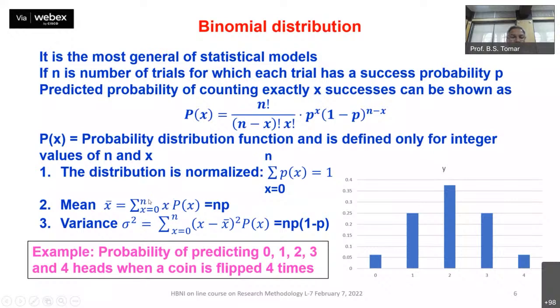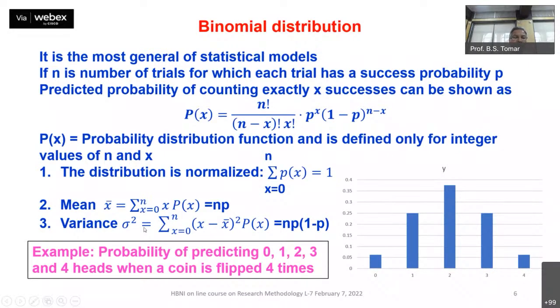You can calculate the mean of this distribution. The mean for a distribution, if this is the probability, is x into p(x), summed over all values of x. In this particular case, for the binomial distribution, it happens to be n into p, where n is the number of trials and p is the probability of a particular outcome.